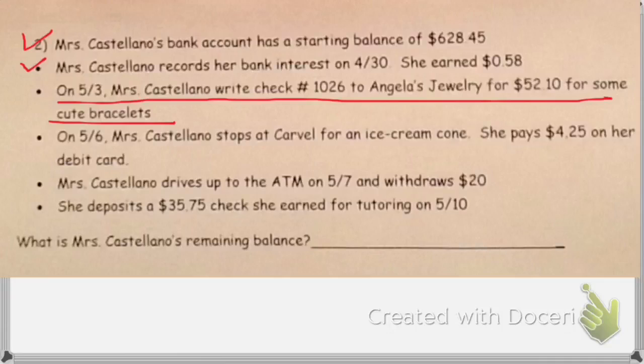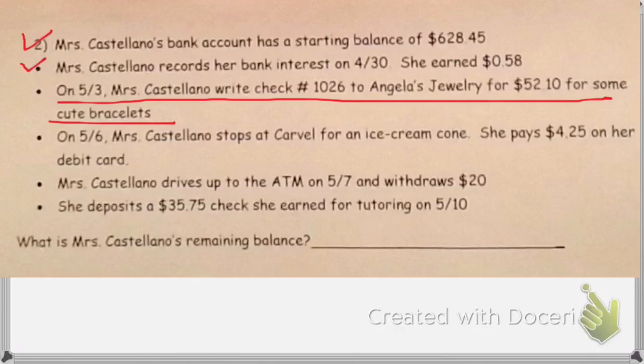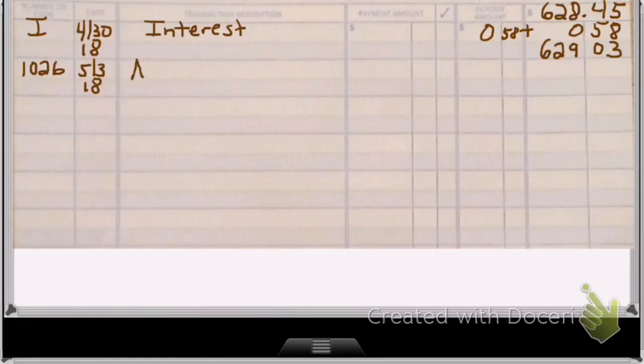What type of transaction is it? It's a check. Check number 1026. And remember, for a check, we simply write the check number down for the number or code, 1026 in this case. What's the date? 5/3. So I write 5/3/18. Who was this check written to? Well, the exact name of the store was Angela's Jewelry. And what did Mrs. Castellano buy? Some cute bracelets. So in the white section, we read exactly who the check was written to. So it's the exact name of the store, the exact name of the person. In this case, it's Angela's Jewelry. What did she buy? Some bracelets.